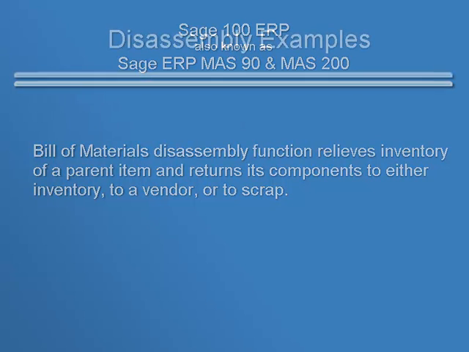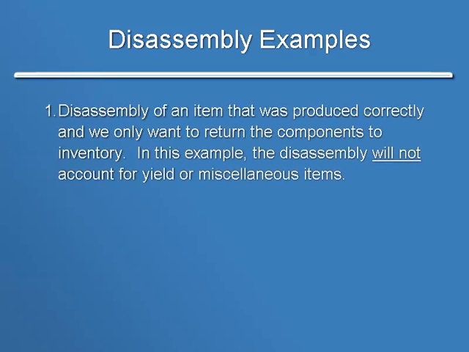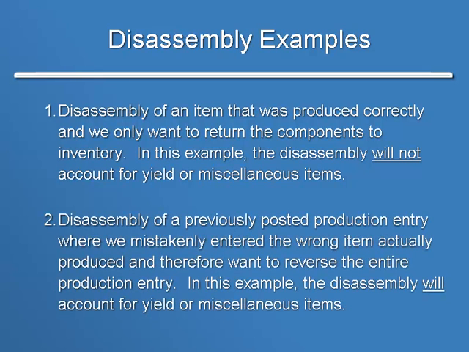In this tutorial, we're going to demonstrate two disassembly examples. The first will involve disassembly of an item that was produced correctly and we only want to return the components to inventory. In this example, the disassembly will not account for yield or miscellaneous items. The second will involve disassembly of a previously posted production entry where we mistakenly entered the wrong item actually produced and therefore want to reverse the entire production entry. In this example, the disassembly will account for yield or miscellaneous items.